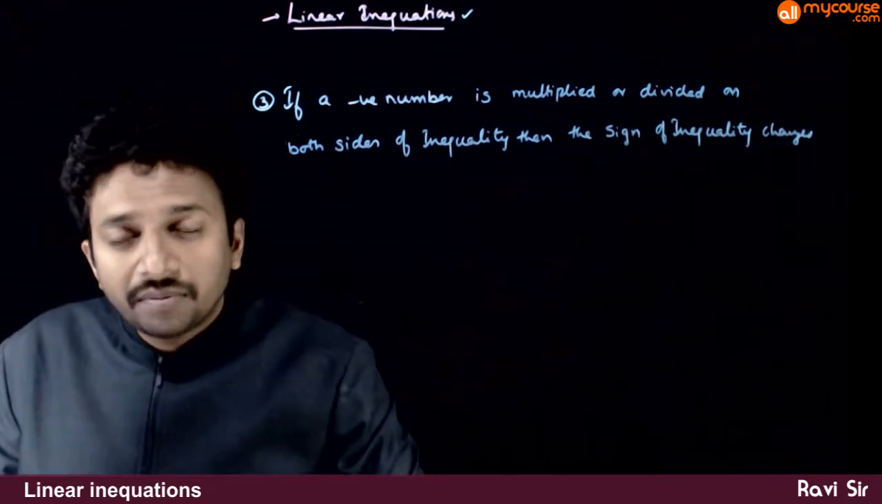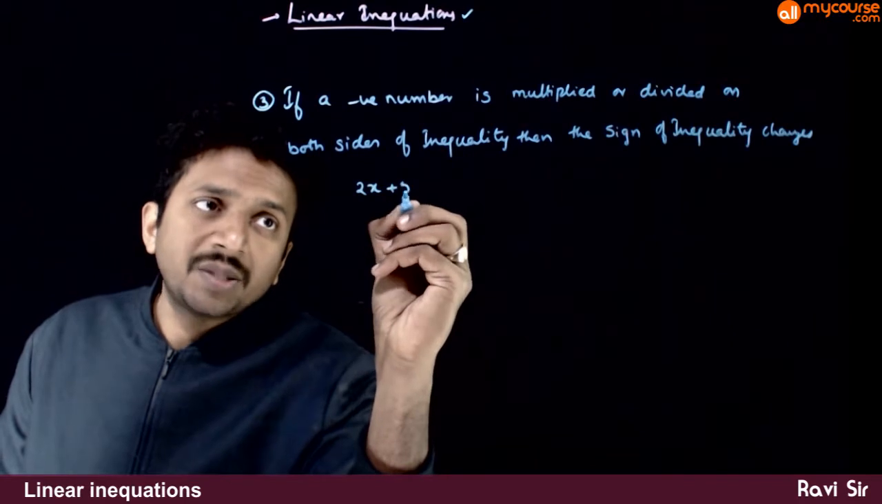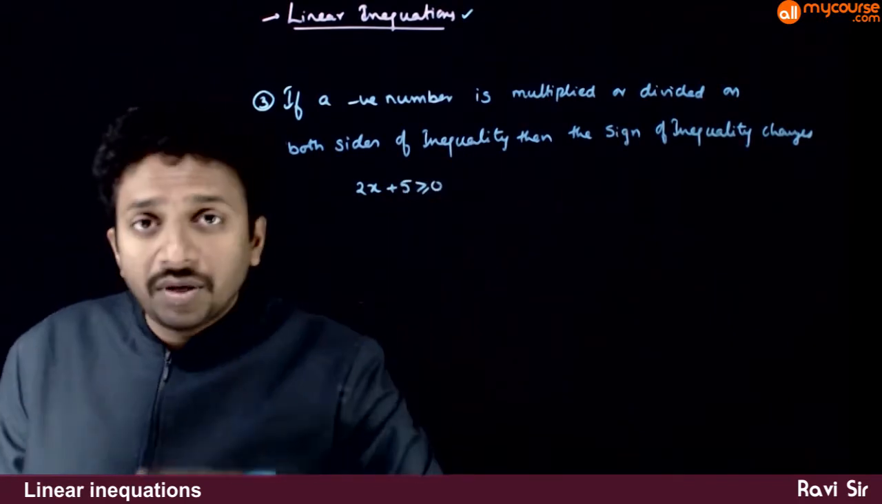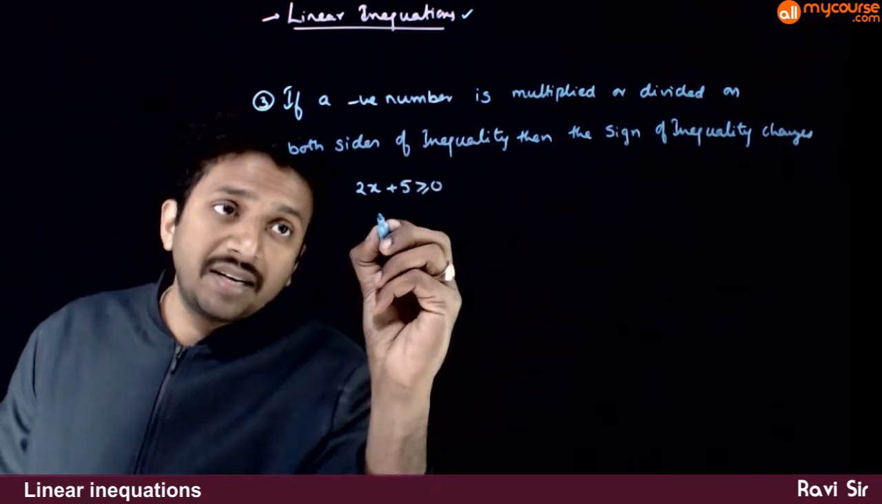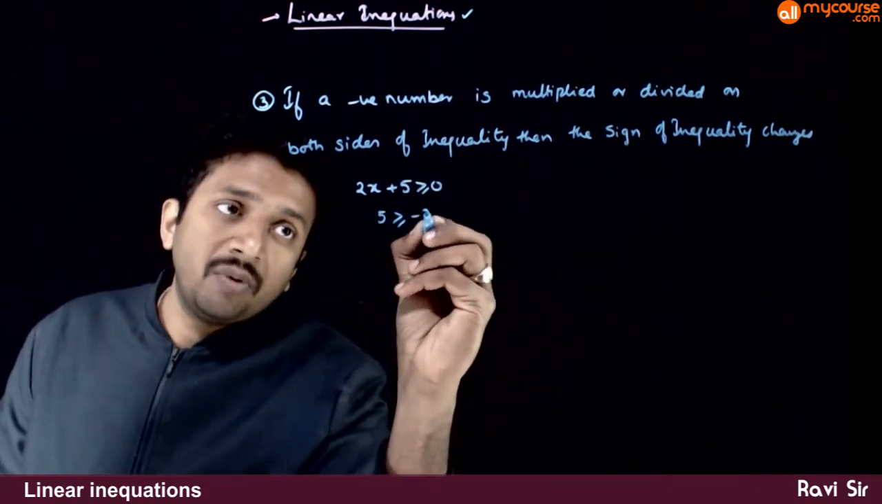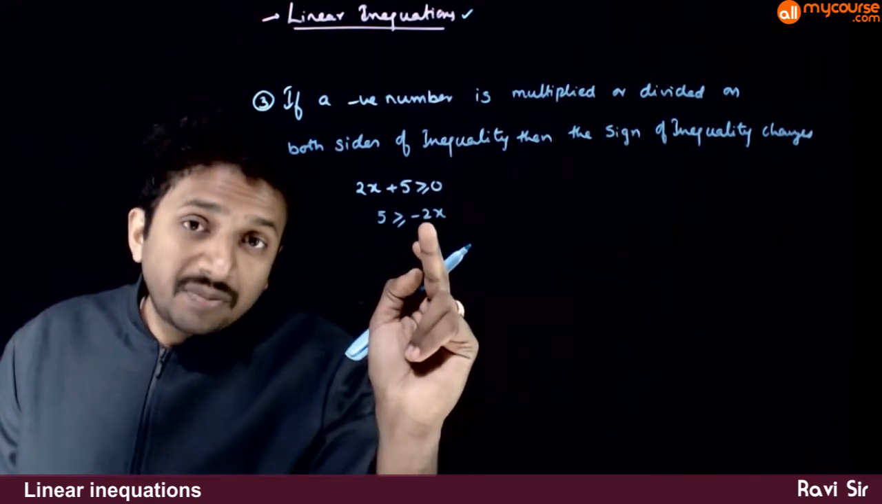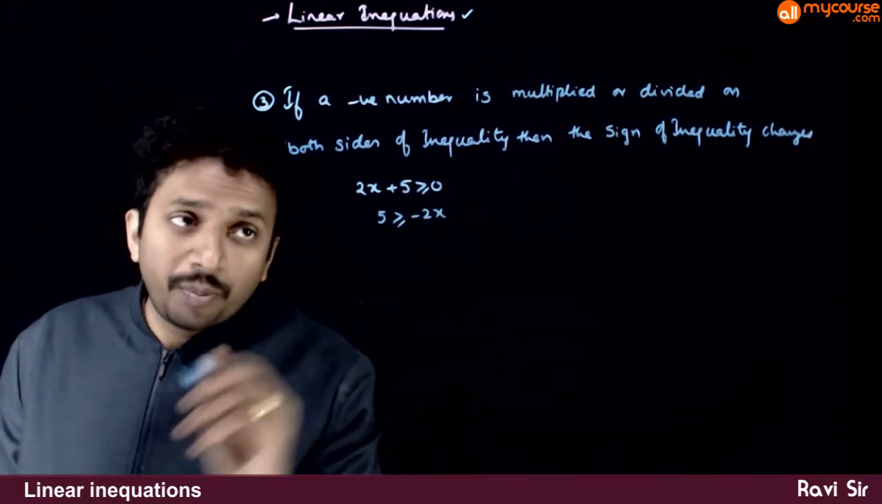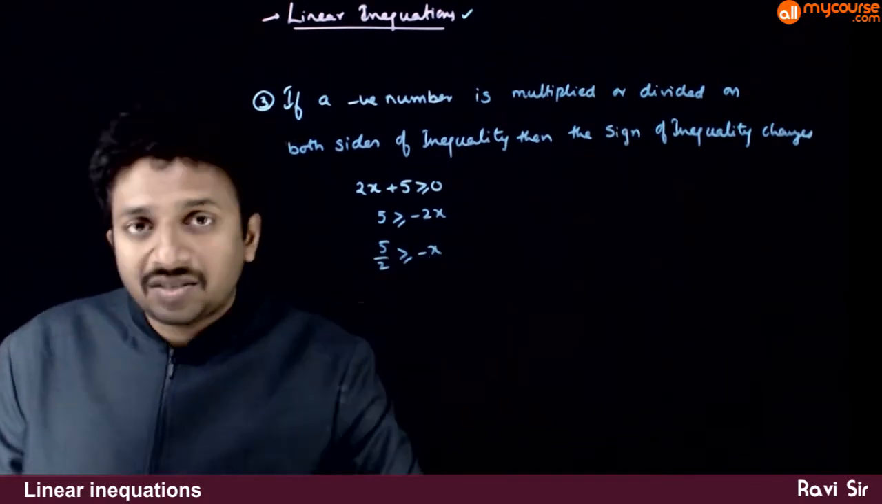The inequality sign changes. That's the third rule. So from this rule, you can see what should be done in this method. 2x plus 5 greater than or equal to 0. In the second method that we have done, if I send this 2x onto that side, 5 is greater than or equal to minus 2x. And this plus 2 can be brought onto this side. There is no problem. That is 5 by 2 is greater than or equal to minus x.